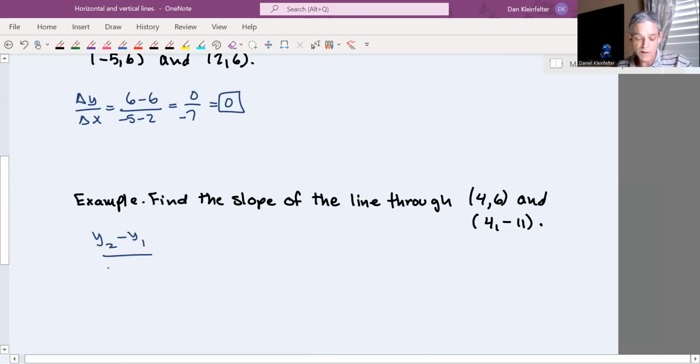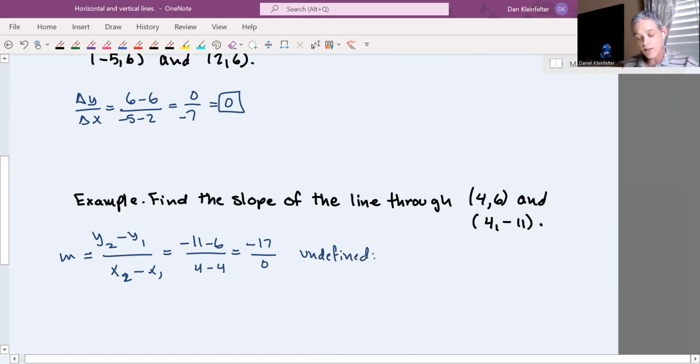We'll have y2 minus y1 over x2 minus x1, and that's our slope. So change in y is negative 11 minus 6 in the top, and 4 minus 4 in the bottom. That gives us negative 17 over 0, and that is undefined.